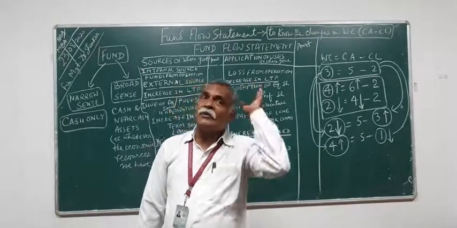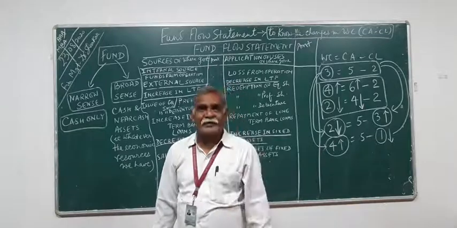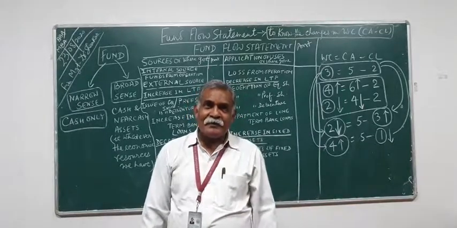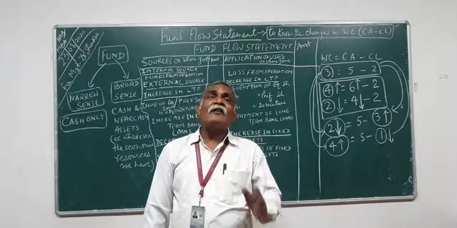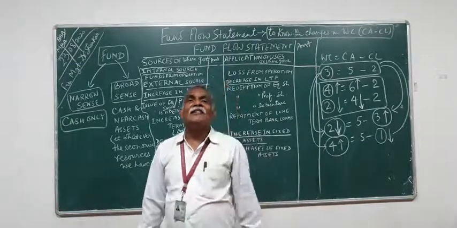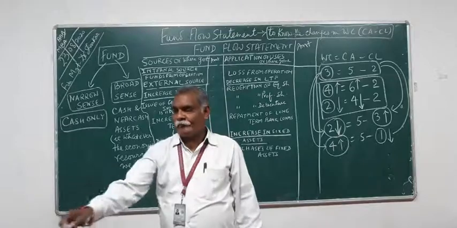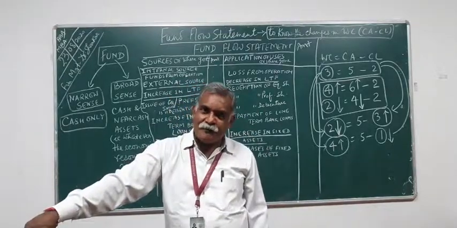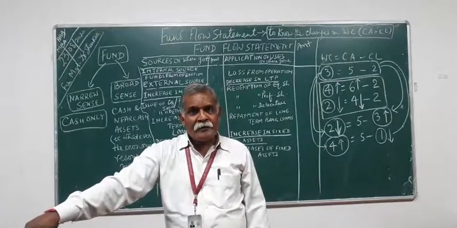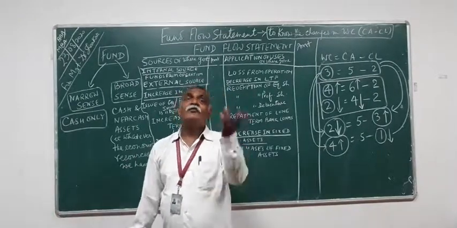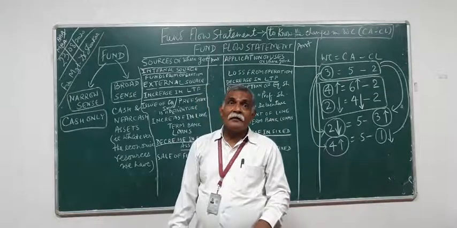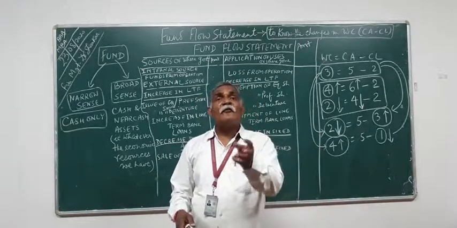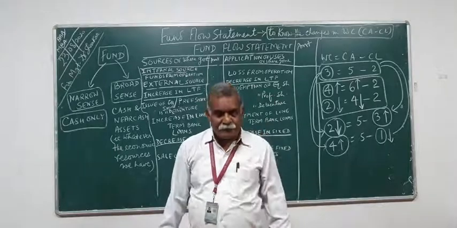Now I have discussed with you in the previous class about funds from operation. In funds from operation we have discussed that funds from operation is also known as adjusted profit and loss account. Why? Because we generally prepare a profit and loss account, and from that PL account we calculate net profit.